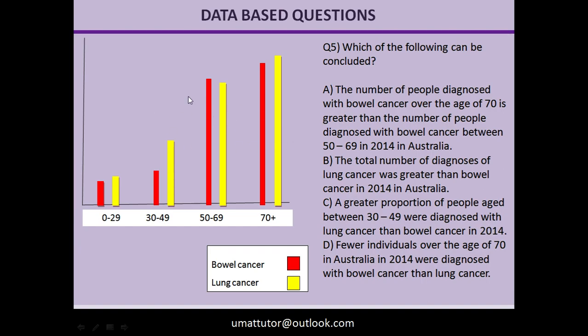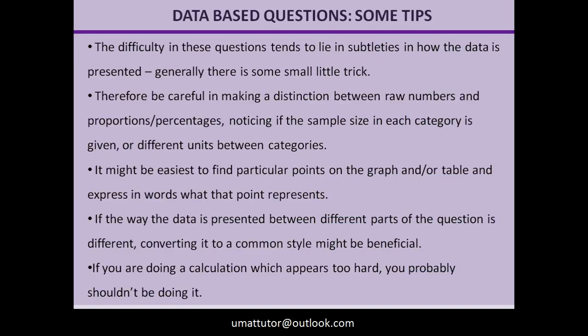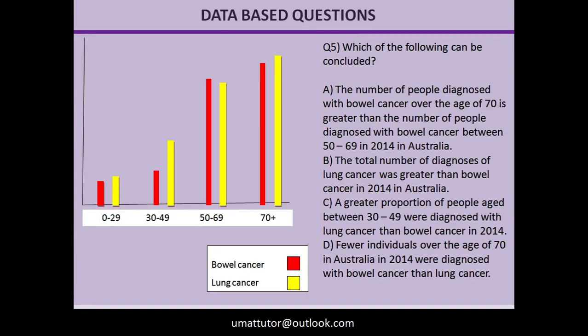So assuming this graph refers to Australia, then that's incorrect. And so finally D, fewer individuals over the age of 70 in Australia were diagnosed with bowel cancer than lung. So even though this deals with individual numbers, so raw numbers, you can conclude that because it's within the same sample size. So D is correct.